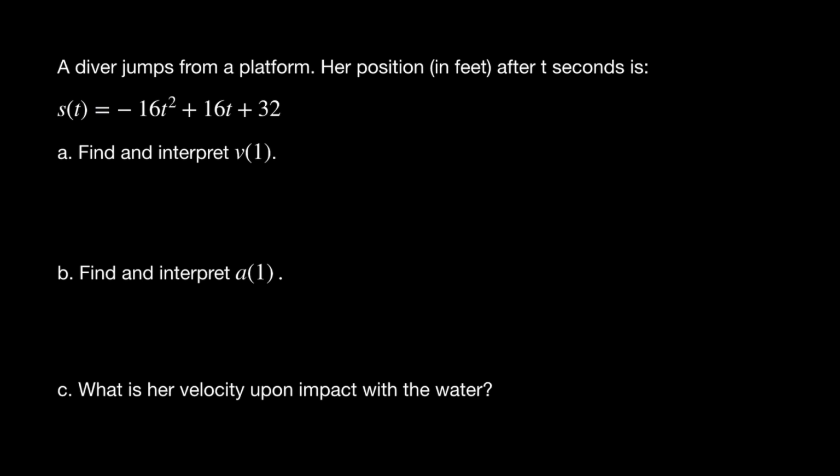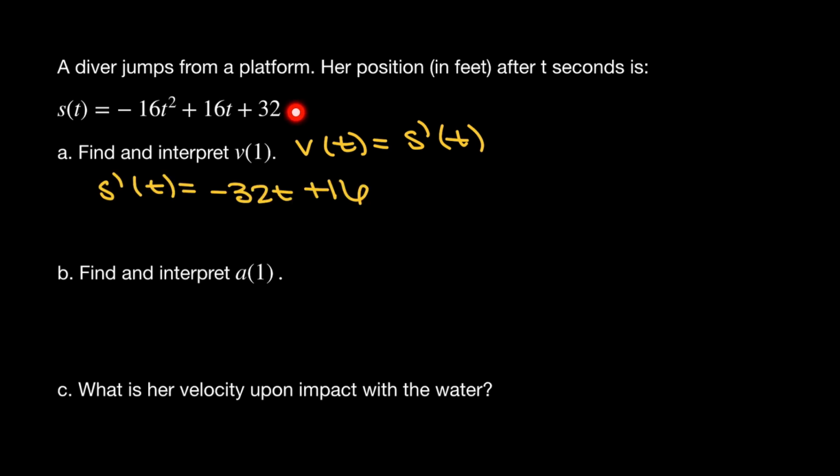We have a diver jumping from a platform. Her position in feet after t seconds is given by the function s of t equals negative 16t squared plus 16t plus 32. Find and interpret v of 1. So v stands for velocity, so that means we have to find the derivative of her position at t equal 1. So I'm going to take the derivative of my position function, bring down the 2, I get negative 32t plus 16. That 32 is a constant, so it doesn't put anything in our derivative.